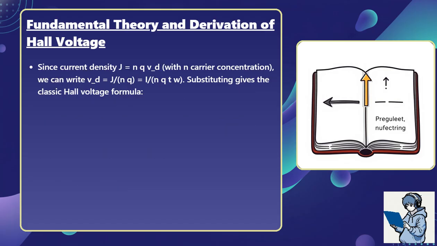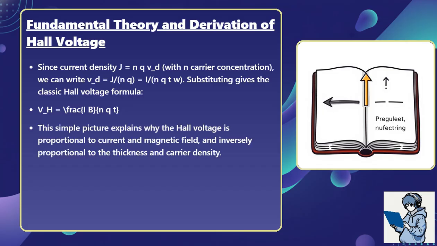Since current density J equals N Q V_D, with N the carrier concentration, we can write V_D equals J divided by NQ, which also equals I divided by NQTW. Substituting gives the classic Hall voltage formula: V_H equals I times B divided by NQT.